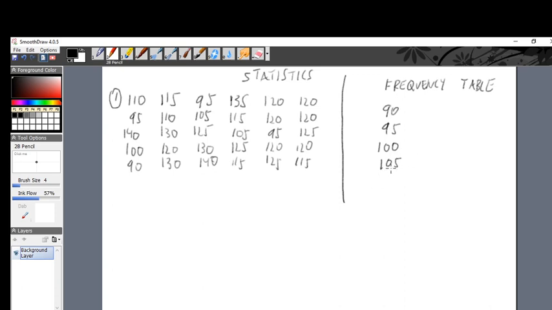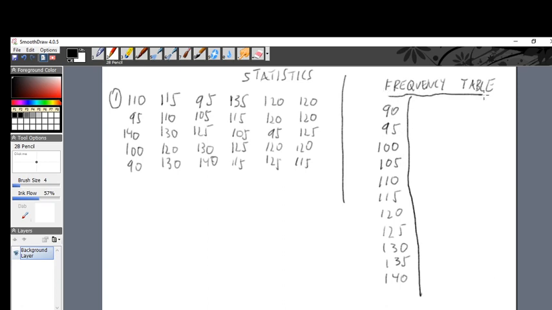Anyway, there are some 105. There is at least 105. There's at least 110. There's at least 115. At least 120. At least 125. At least 130. At least 135. And at least 140. So next to none of these will I have to say 0. You might be seeing where I'm going with a frequency table. So here's the left side of the table. This is a frequency table. And here's what we do next.